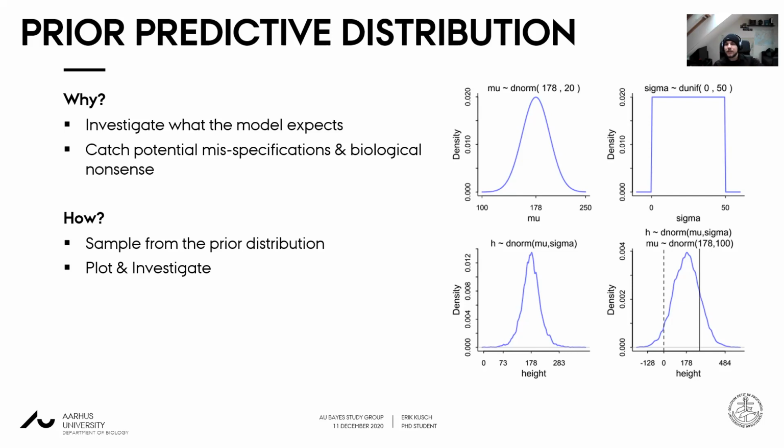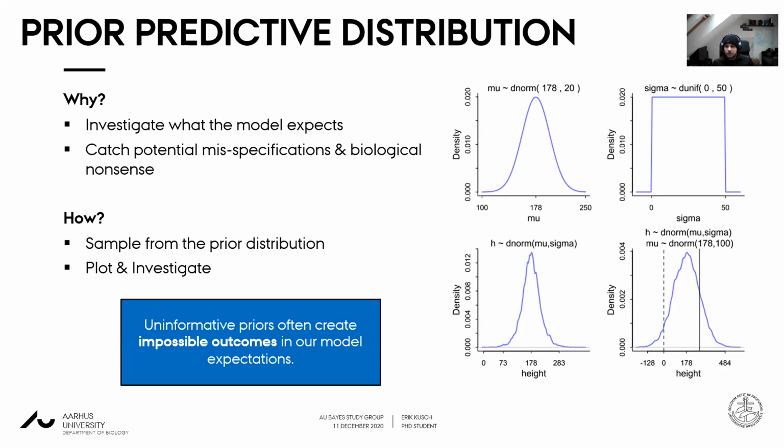So the reason we do prior predictive distributions, which is exactly what this does, is to investigate what the model expects and also catch potential misspecifications or biological nonsense. The way we do this is by sampling from the prior distribution and then plotting and investigating. A lot like we did posterior predictive distribution checks, which we covered in the last session. If you're somewhat ambiguous about that, we can go back to that. If you're right here now in the room, just ask about it.